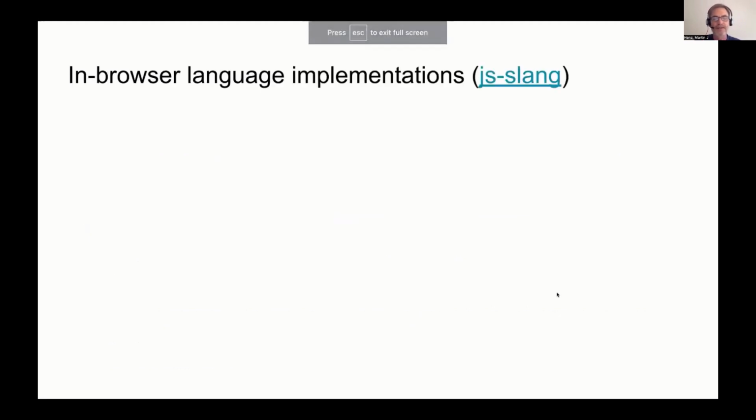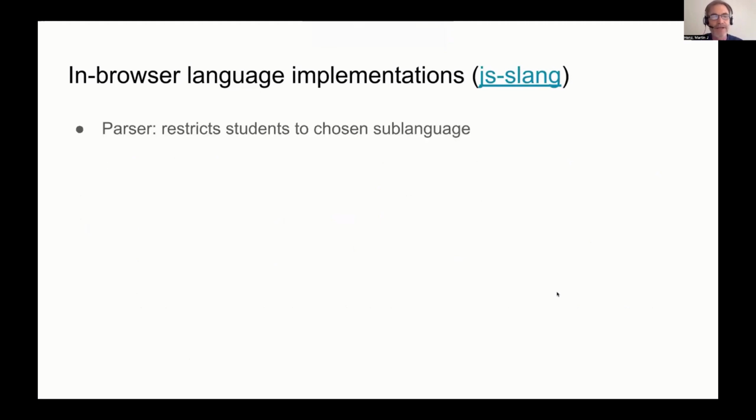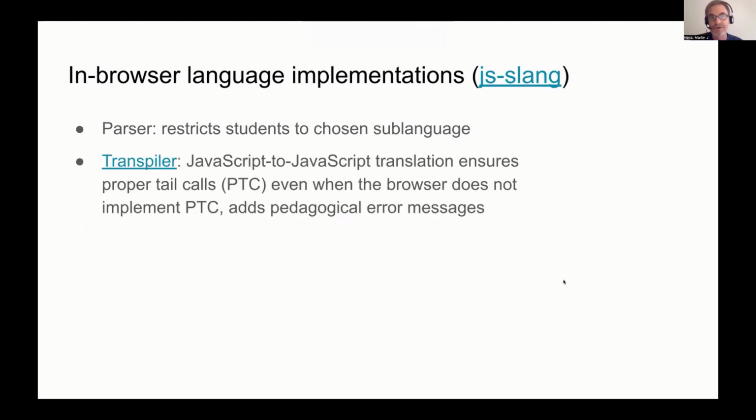This Source Academy is actually a programming language lab. It has in-browser language implementations. The parser, we use JavaScript's Acorn parser, our version restricts students to the chosen sublanguage of JavaScript. Our workhorse implementation is a transpiler from JavaScript to JavaScript that allows us to implement proper tail calls, even if the underlying system does not support proper tail calls, is not ECMAScript compliant. And we add pedagogical error messages in this transpilation process.